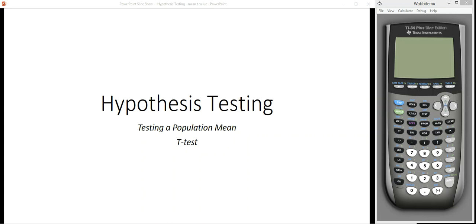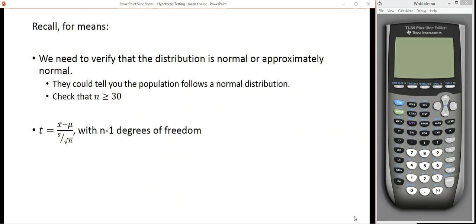This video will go over hypothesis testing, and specifically we're going to be looking at testing a population mean using a t-test. So recall for means, we have to verify that the distribution is normally or approximately normal. They could tell you the population follows a normal distribution. If they don't tell you that it's normal, then we have to check that condition that our sample size n is greater than or equal to 30.